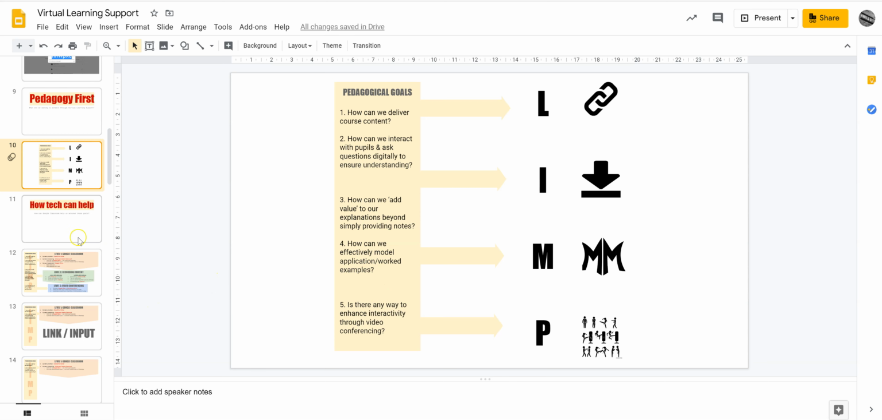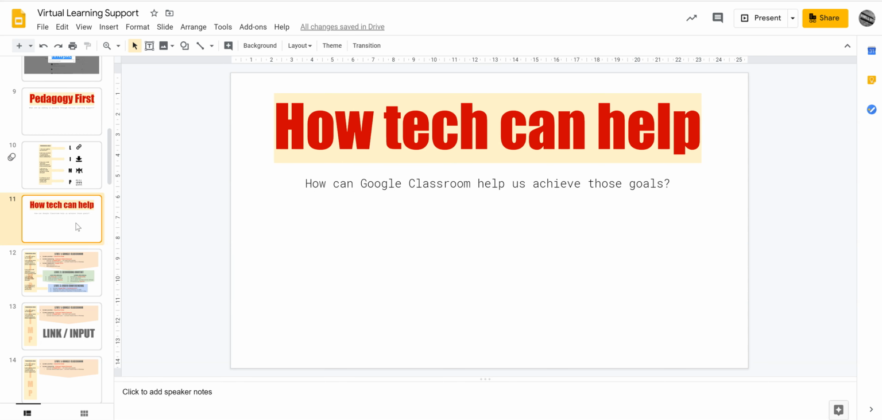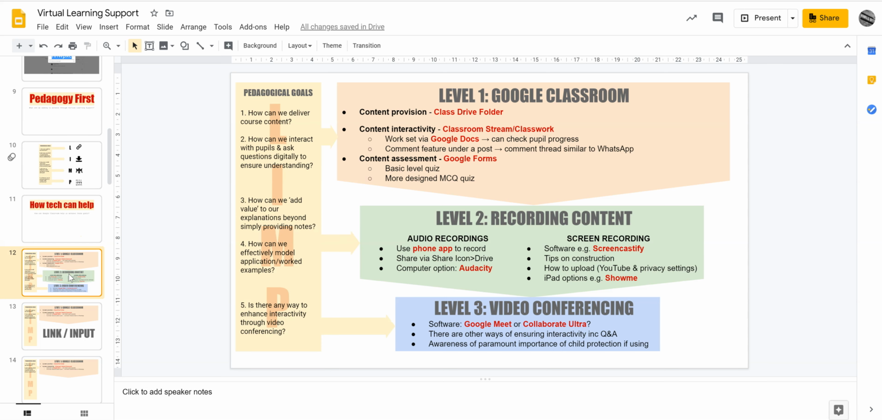So we started with those pedagogical questions, and then we asked this question: how can technology, and particularly Google Classroom in our case, help? And I devised this model that we could think about as a staff, and it basically linked into these questions and brought us in at different levels with this one of the transmission of information, but moving up here then into how we can add value, how we can record the content, and many of us have moved on to do that kind of work together, providing video tutorials for the students, things like this. But then we wanted this last question here: how do we enhance interactivity through video conferencing?